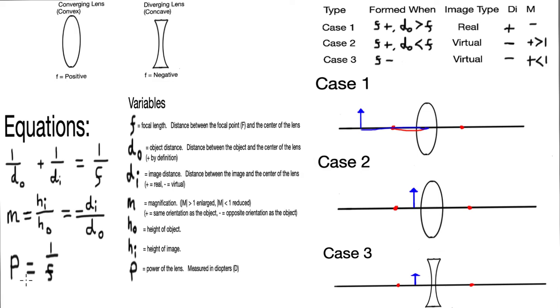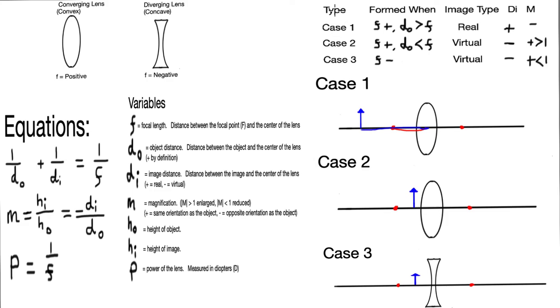The last equation: P equals 1 divided by F. P stands for the power of the lens, and it is measured in diopters, or a big D. 1 divided by the focal length will give us the power of the lens.